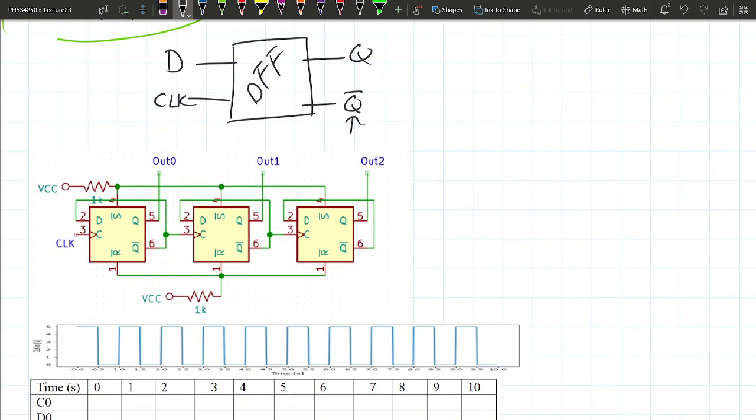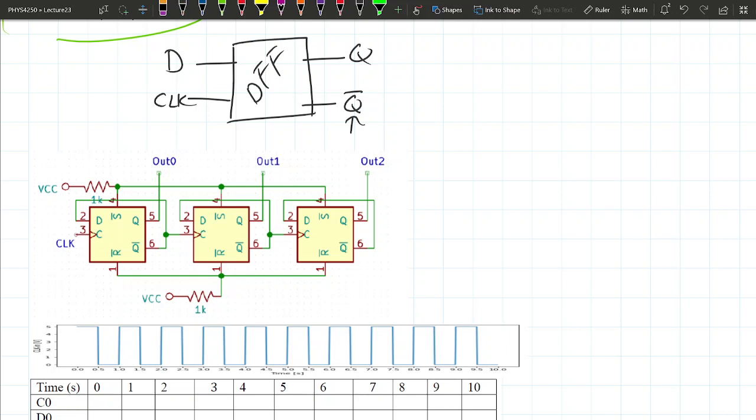This circuit down here is a 3-bit counter. If it's a 3-bit counter, how high can it count in decimal? Well, how high can the number be with 3 bits? The third bit has a value of 4, this has a value of 2, this has a value of 1. You can count up to 7. Well, you can count from 0 to 7.